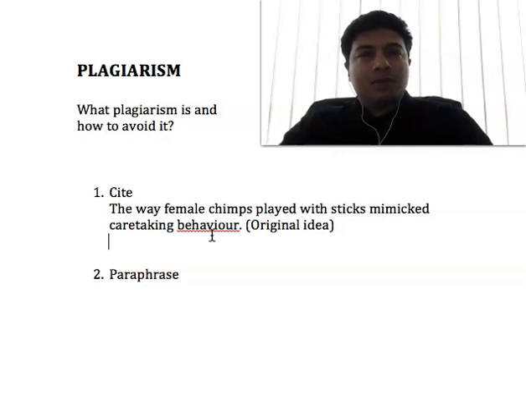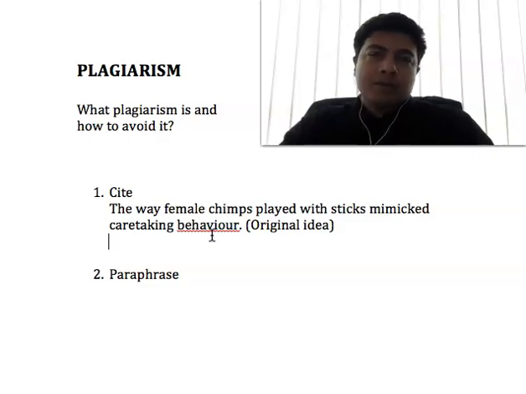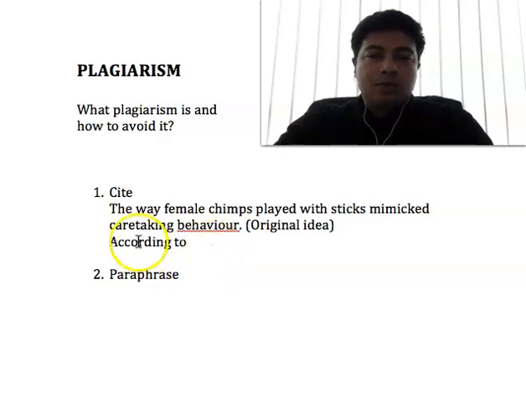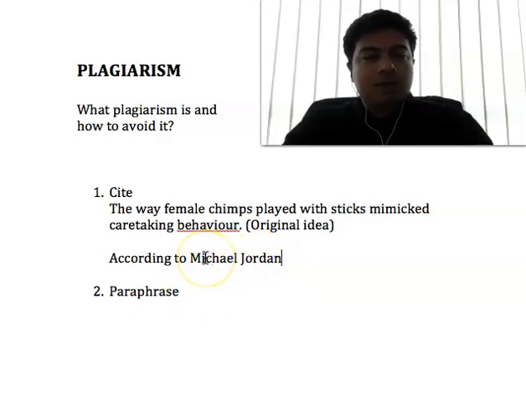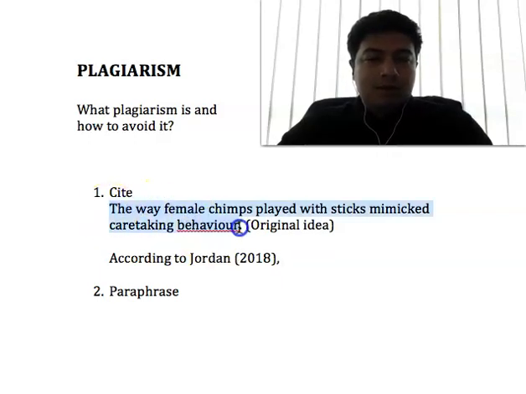So when you put it in your assignment, what you need to do is you need to cite the author of the article. So in your assignment you say according to, what is the name of the author? So let's say the name of the author is Michael Jordan, so you take the surname or the family name. So you say according to Jordan, and what is the year the article was published? So perhaps 2018. So according to Jordan 2018, then you take the sentence.